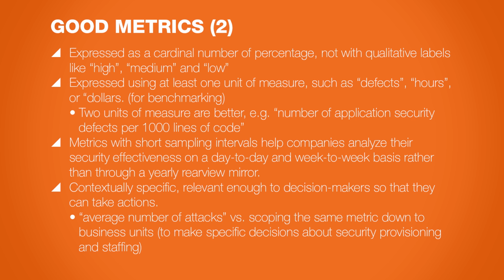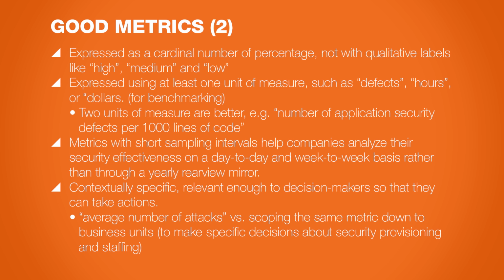Furthermore, good metrics are expressed as a cardinal number or percentage, not with qualitative labels like high, medium, or low. They are expressed using at least one unit of measure, such as defects, hours, or dollars, for benchmarking purposes. Two units of measure are better. For example, number of application security defects per 1,000 lines of code. Metrics with short sampling intervals help companies analyze their security effectiveness on a day-to-day and week-to-week basis rather than through a whole year review.